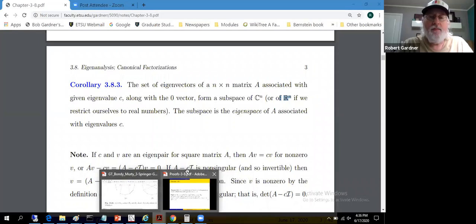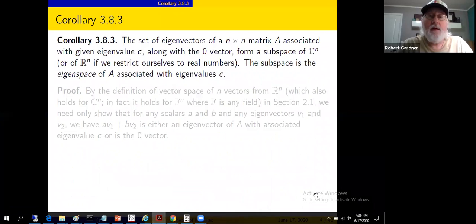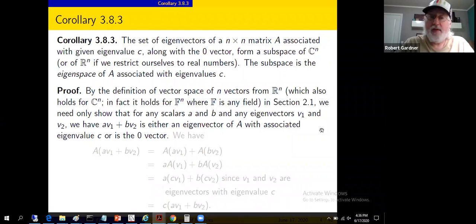So we want to show that we've got an eigenspace, a vector space, and it's claimed to be a subspace of Rn or Cn. All we got to do is show closure under linear combinations. By the definition of a vector space of n vectors from Rn, which would do just the same as a definition for a subspace of Cn, it would do for a subspace of Fn, where F is any field. But we need to show closure under linear combinations. We need to show for any scalars a and b and any vectors, in this case eigenvectors of matrix A, say v1 and v2, we have that a v1 plus b v2 is either an eigenvector of A with associated eigenvalue C, or it's the zero vector.